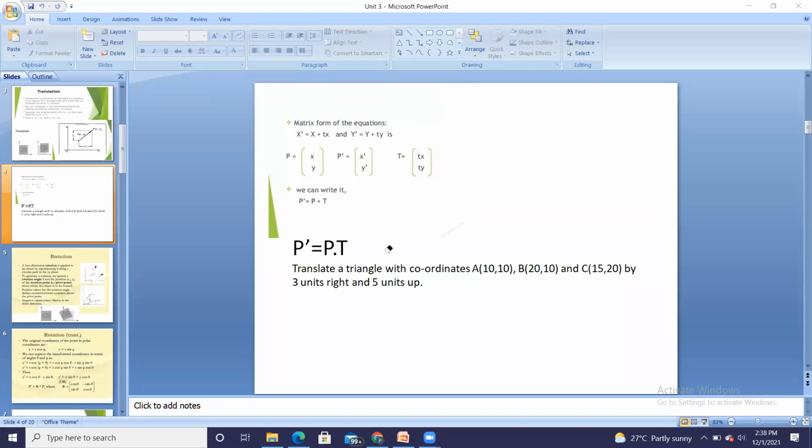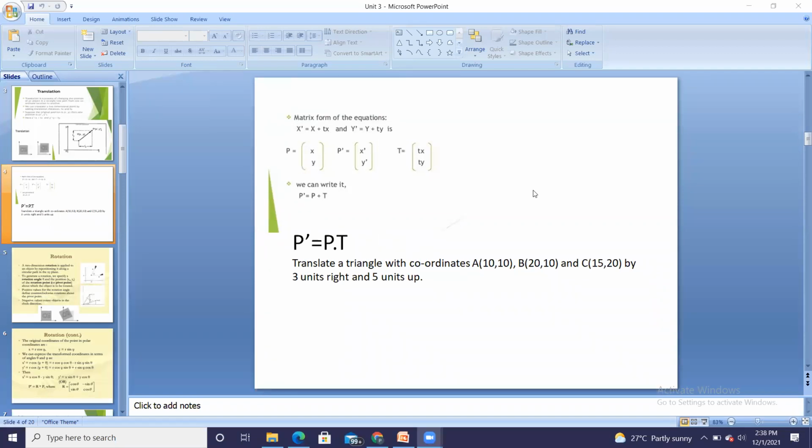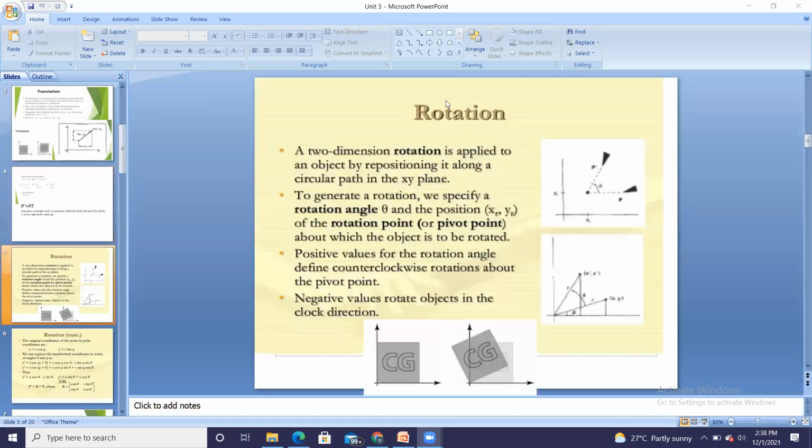So this was about the translation. So 2D translation. And the next transformation we are going to learn today is rotation. I believe in translation there is no doubt. So we will start with the 2D rotation.